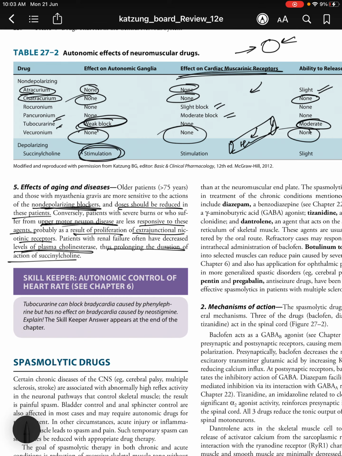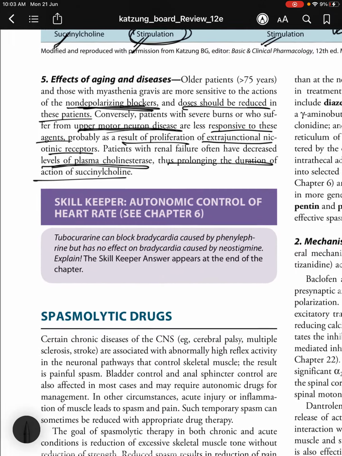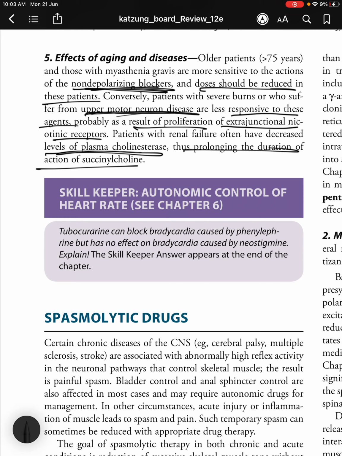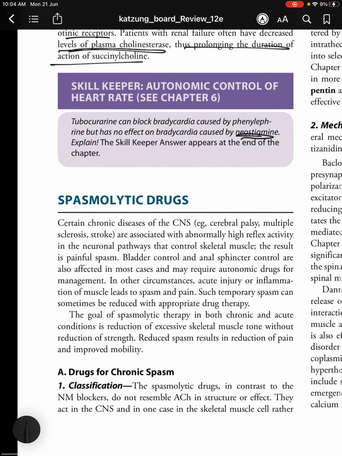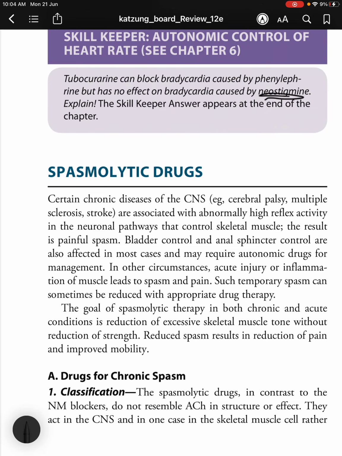Coming to succinylcholine, it stimulates the autonomic ganglia. It stimulates the cardiac muscarinic receptors. Slight release, so succinylcholine stimulates and slightly releases histamine. It stimulates the ganglia, stimulates the heart, or cardiac muscarinic receptors, and releases histamine also. Coming to the skill keeper, tubocurarine can block bradycardia caused by phenylephrine but has no effect on bradycardia caused by neostigmine. So let's talk about that later.